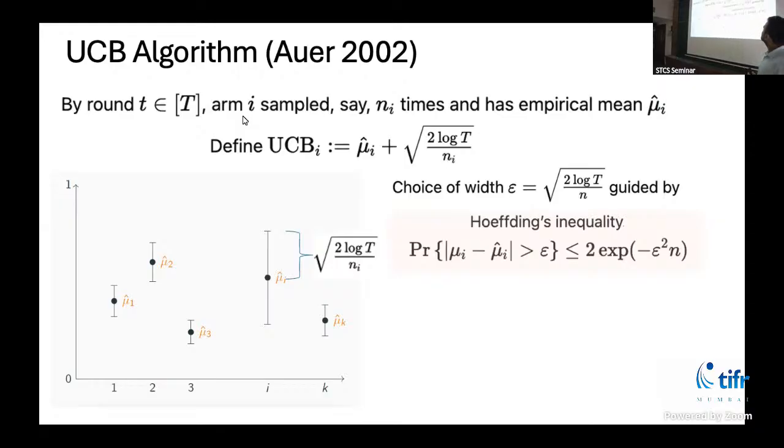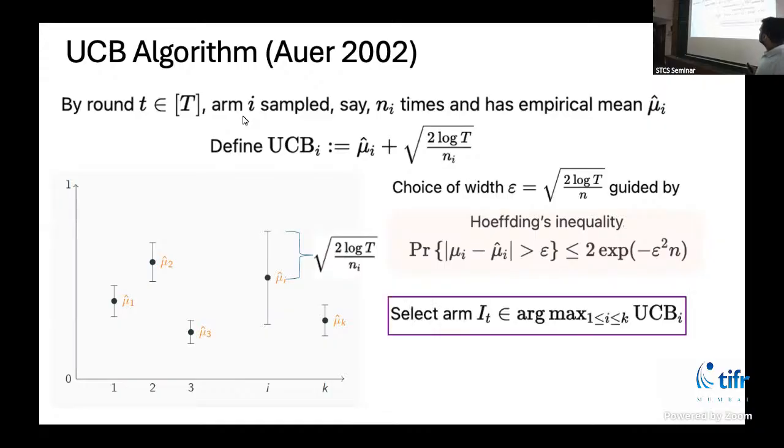And why does the UCB index work? Because the choice of width comes from the Hoeffding inequality, which tells us that if I choose the width like this, then my estimated mean will be bounded away from the true mean. If the deviation is greater than epsilon, the probability decays exponentially with this bound. That means if the number of samples collected for arm i is high, this probability will be very small, and mu i and mu i hat will be very close to each other, so we have a good enough estimate. This is the standard Hoeffding bound, which works because the samples drawn are independent.